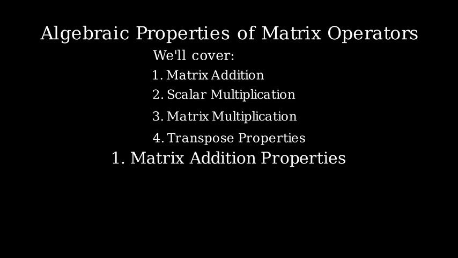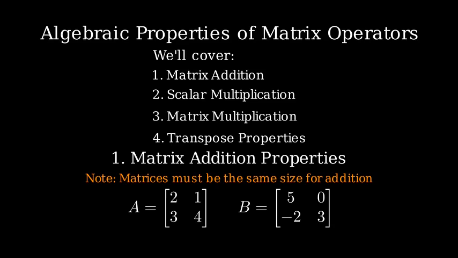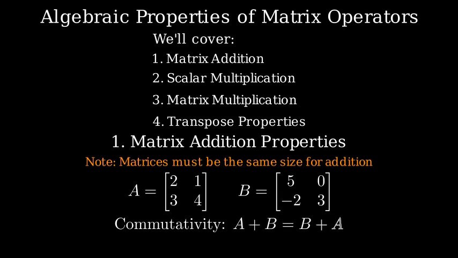For these properties to work, we need matrices of the same size. Let's consider two matrices, A and B, both of size 2 by 2. The first property is commutativity, which means that A plus B equals B plus A. Let's verify this with our examples.